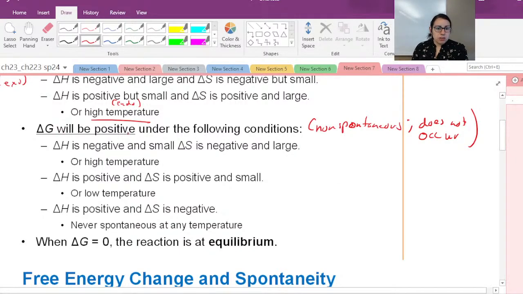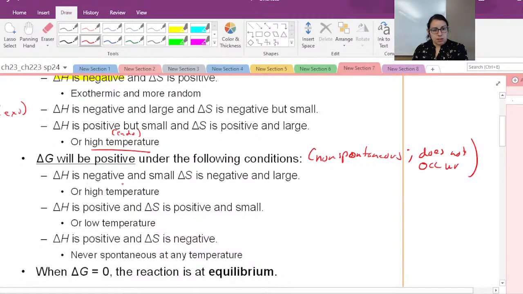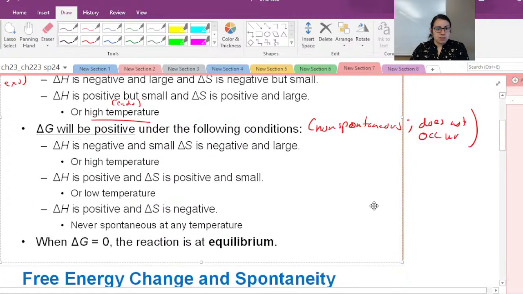And so we expect delta G to be positive when delta H is negative, so an exothermic reaction, but small, and the system is becoming more disordered and that change is large. So basically, even though it's exothermic, because this system is becoming so disordered, this can't overcome that. And this would also happen at high temperatures. So again, spontaneity goes along with temperature, at those high temperature conditions.